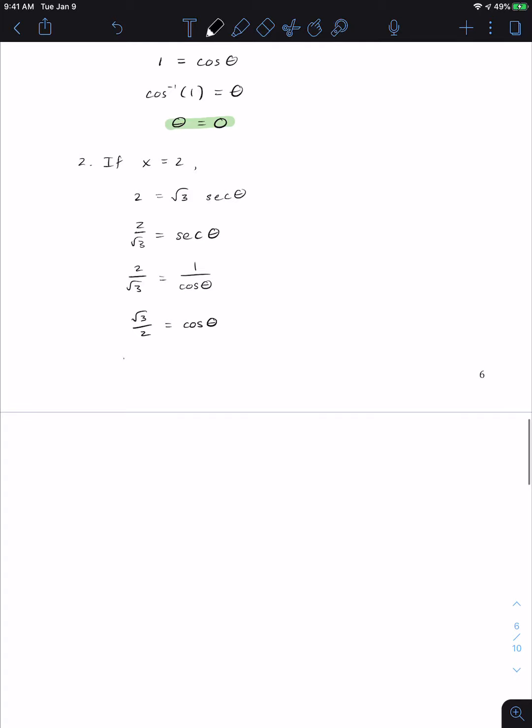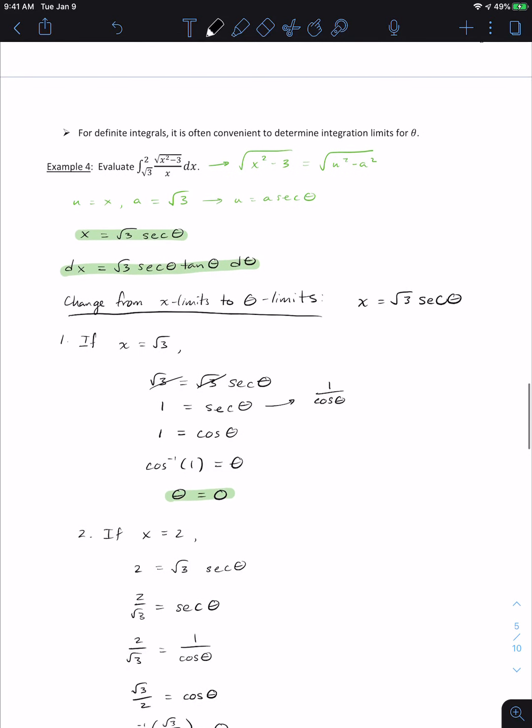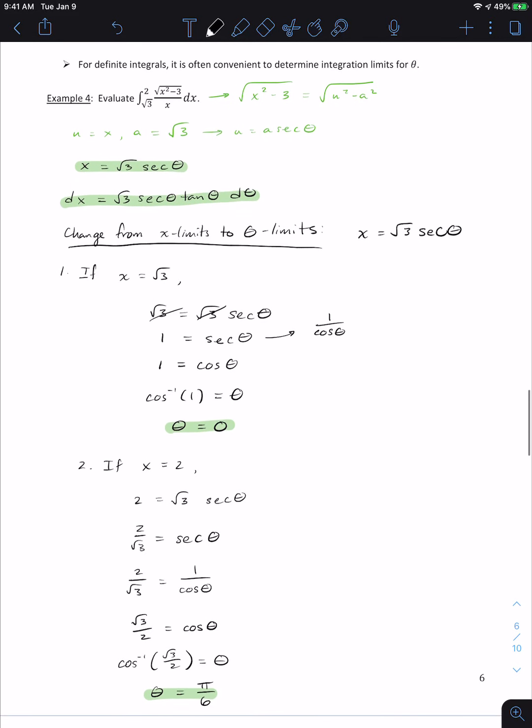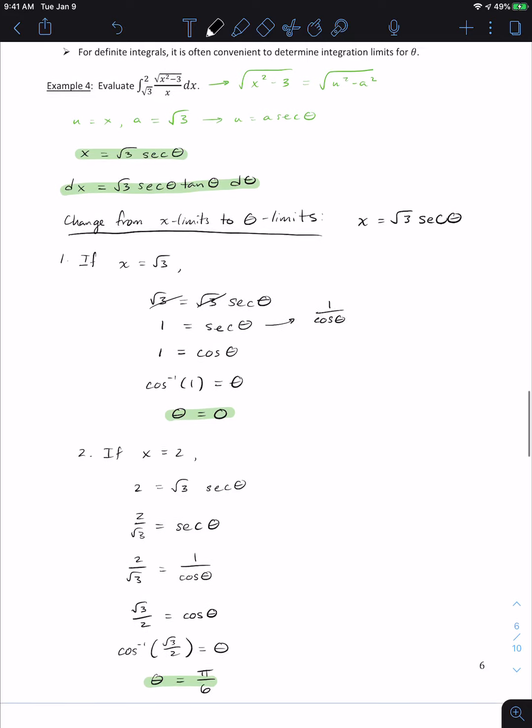So now I know cosine inverse of radical 3 over 2 is equal to theta. When does cosine equal radical 3 over 2? Well, that's at theta equals pi over 6. So that's my upper limit. So now I have everything that I want. Right? I have my two substitutions for my trig, and I have my limits.